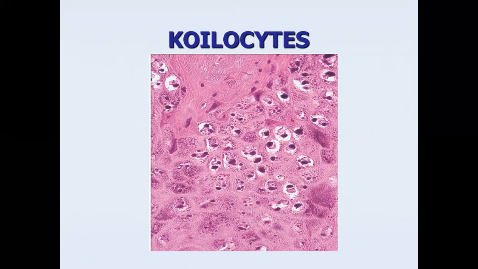Koilocytes are a special kind of keratinocytes present in the stratum granulosum that are infected by the human papilloma virus. These all are the keratinocytes, and the dark pink structures which you see here are the viral inclusion bodies. Human papilloma virus produces both intranuclear and intracytoplasmic inclusions. The small pink dots are the granules of the stratum granulosum. So koilocytes are the keratinocytes that are infected by human papilloma virus and seen in the stratum granulosum.